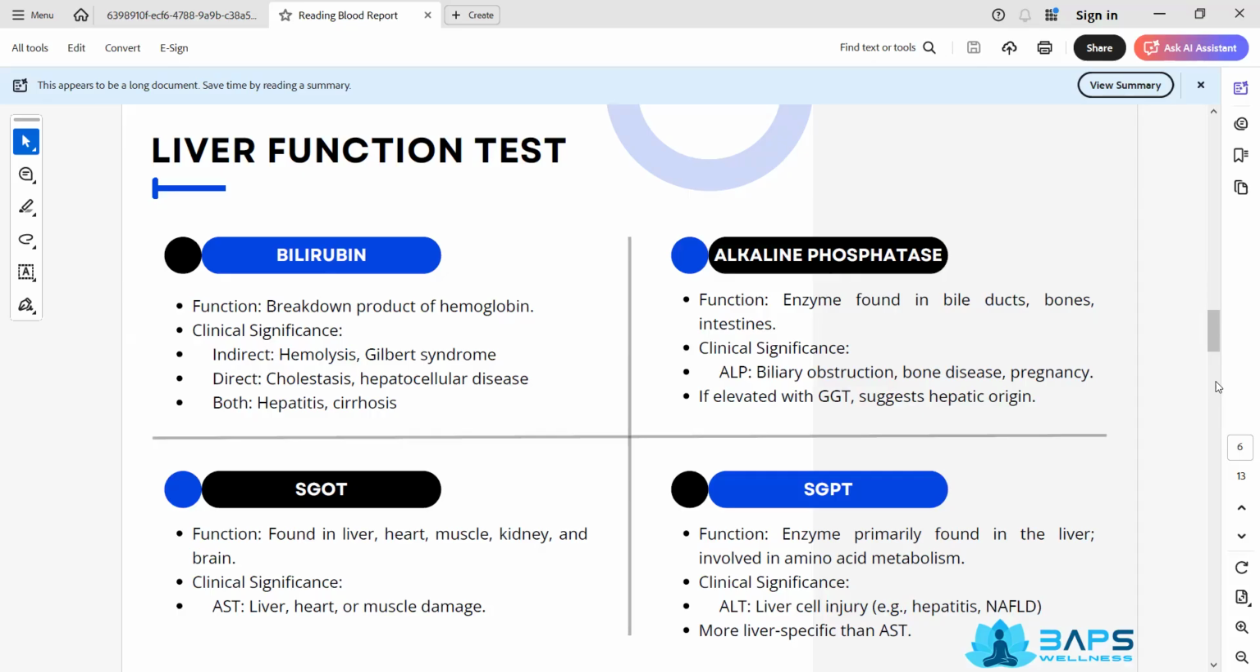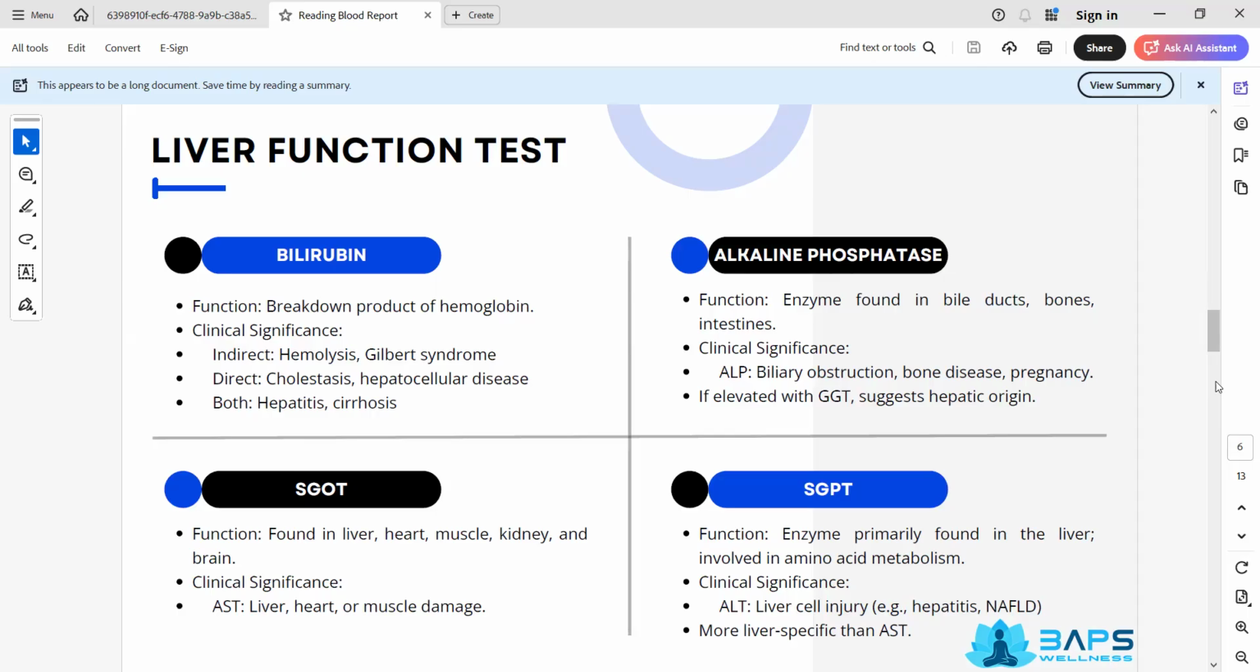Then comes the liver function test. Liver is another very important organ. There are certain good aspects about the liver, there are certain bad aspects about the liver. The good aspect is that even if the liver is almost destroyed 80-90%, it can regenerate. That has the capacity. And the bad thing is that up to that 90%, it will not show any symptom. When the symptoms come, it will be at an advanced level.